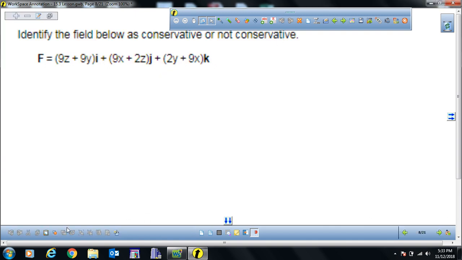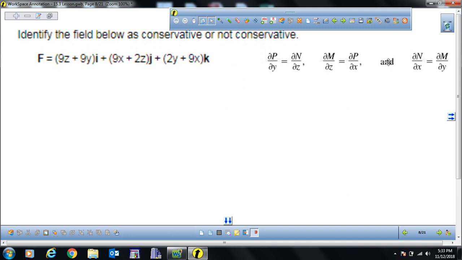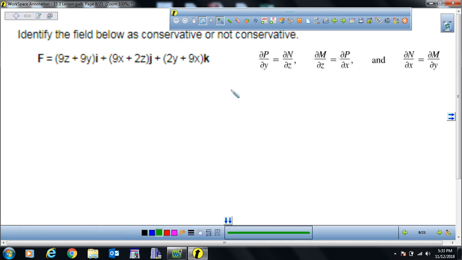Let's analyze a couple of questions, and I'm going to put the test right here on the side so that you know what it is that we have to do. And let's begin with the work. Identify the fields below as conservative or non-conservative. Okay? First test, we need to get the derivative of the k component with respect to y. The derivative of P with respect to y is equal to 2.